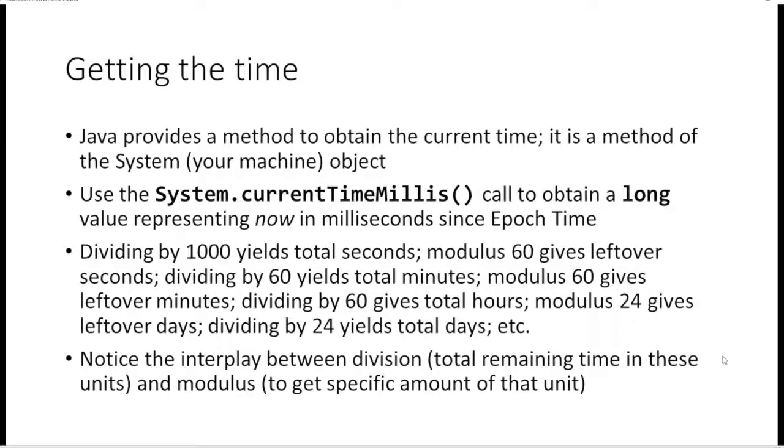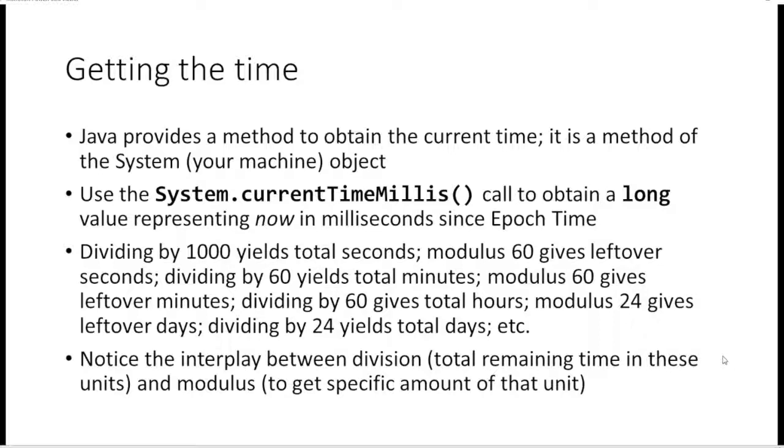Java provides a method to obtain the current time. It is a method of the system or the machine itself. That makes sense because the computer's motherboard maintains a clock, as does the CPU. It's System.currentTimeMillis. Notice that camel casing. First letter of the method, current time millis, is lowercase. Each subsequent word is uppercase. It returns a long value, representing right now in milliseconds since that epoch time. So if we did it today, we would get a large number, an integer number stored in a long, and that would be the number of milliseconds.